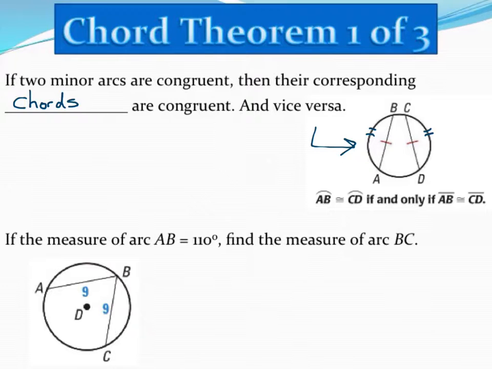So down here there aren't any tick marks, however I can see that both chords are labeled 9 units, so I can add tick marks telling me that those two chords are the same length. Well, as we just talked about then, these two arcs are also going to be congruent to each other. So that's what I mean by adding tick marks so it matches the diagram. The sentence up here tells me that arc AB is 110 degrees, and since we just talked about this, I know that arc BC is also 110 degrees using this theorem.